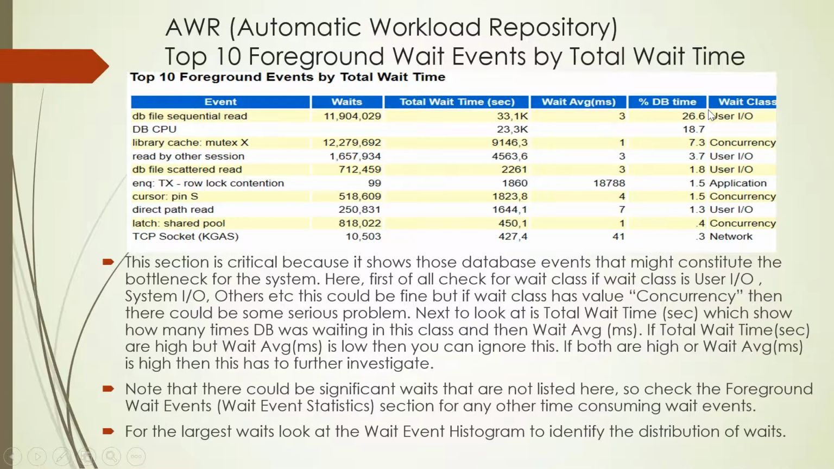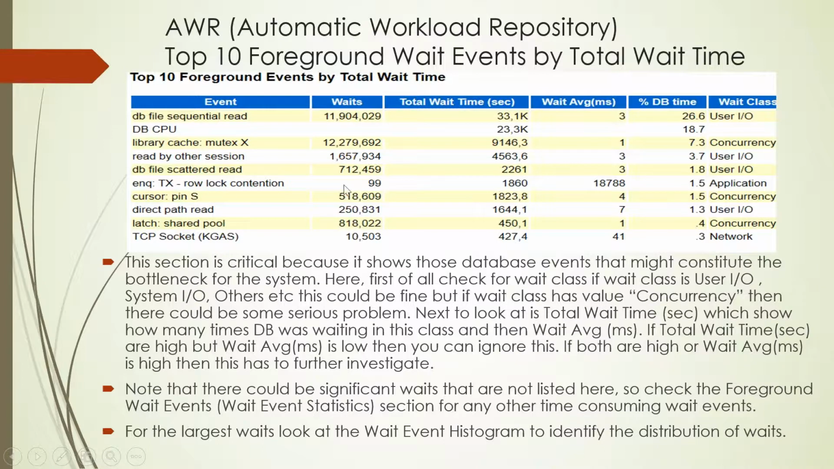Whenever you are seeing higher activity or higher sessions being spent on user IO, concurrency and application, it is an issue. Okay, so this is a candidate for analysis. This is the particular thing we should analyze. Right now in this table you can see wait class as user IO. There is concurrency also below. There is the concurrency for some library cache, and there is again another application wait class, which is for enqueue row lock contention.